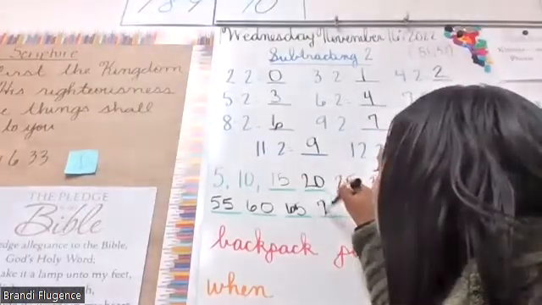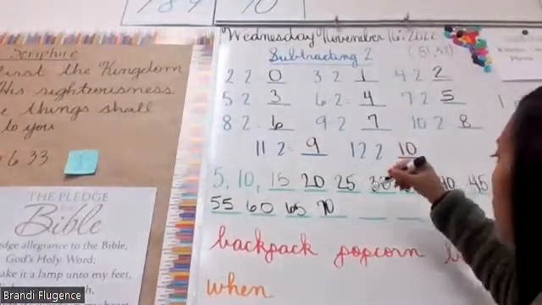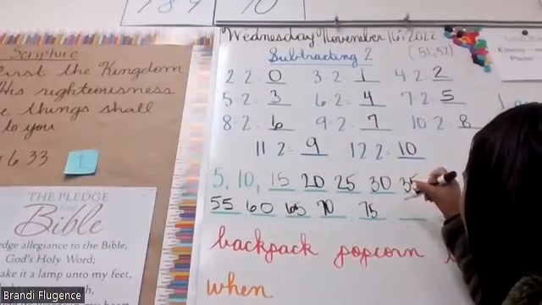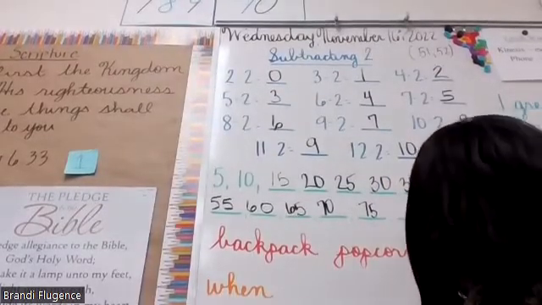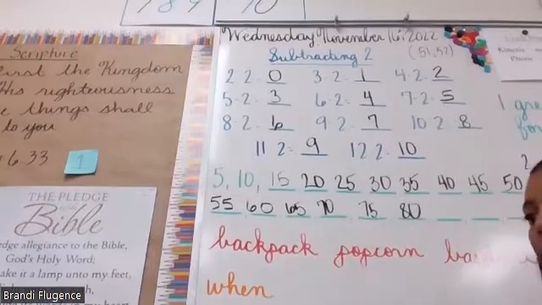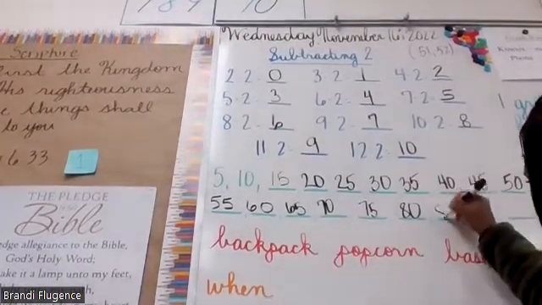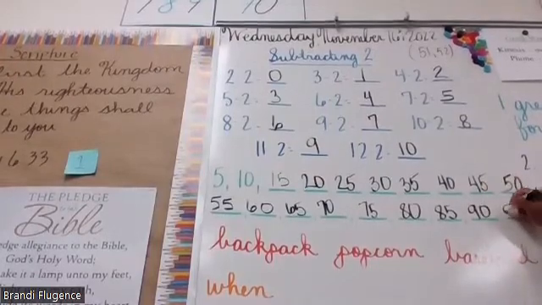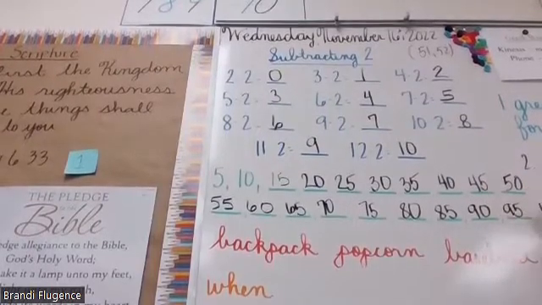After 65, 70. Kendall after 70, 75. Micah? 80. Braylee? 85. Elijah? 90. Cairo? 95. And then David? 100. All right, let's count it out.